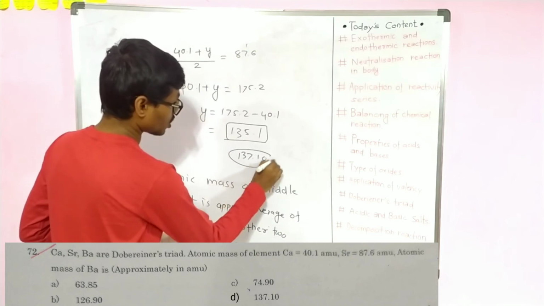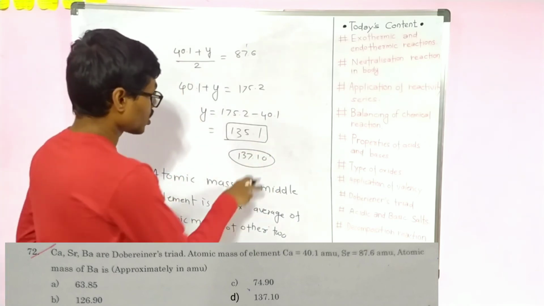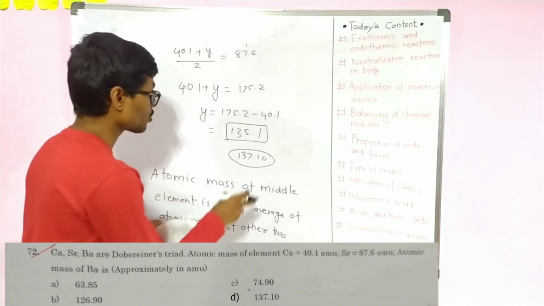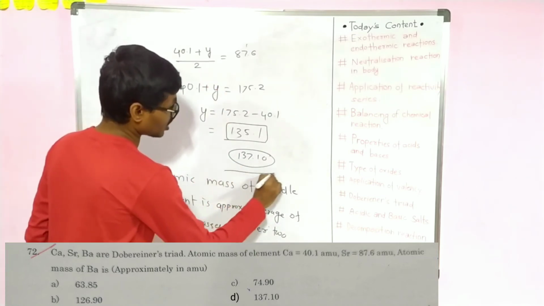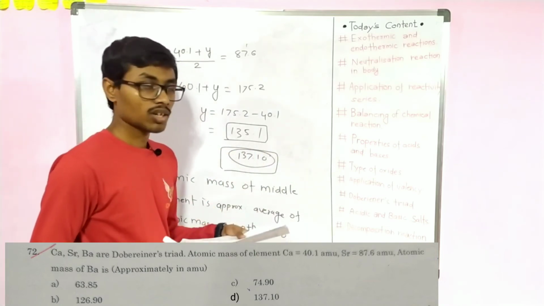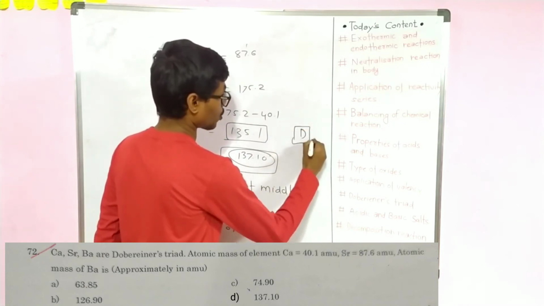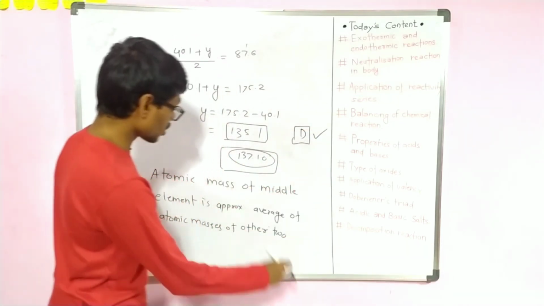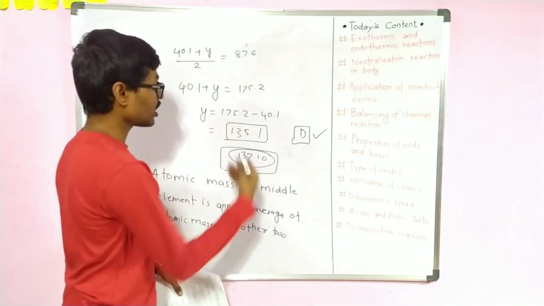So near to the 135.1 there is option D, which says 137.1. So this is nearly an approximation of Dobereiner. So approximate atomic mass of barium is 137.10. So it is given in option D. For this question, correct answer should be option D. It is not exact average, it is approximate average of remaining two.